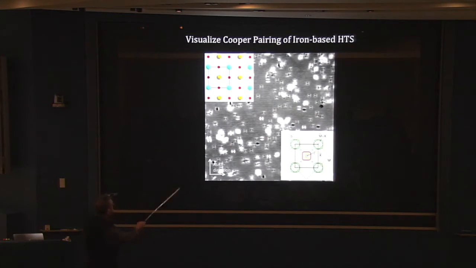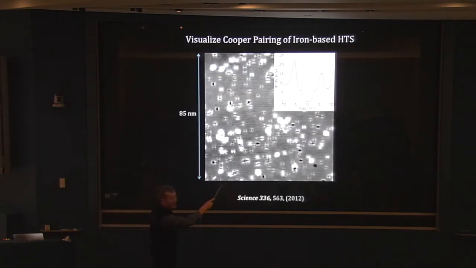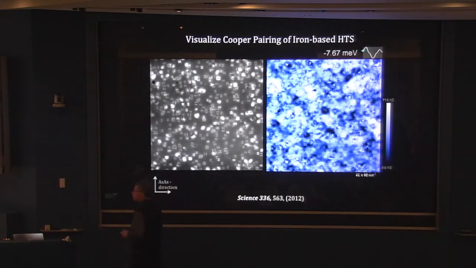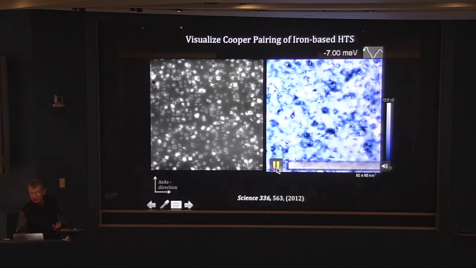Now, we can also see the superconductivity. This is a crystal structure. We can see the energy gap. That's the energy holding the Cooper pairs together. And I already showed you, we can see the wave functions of this iron superconductor.